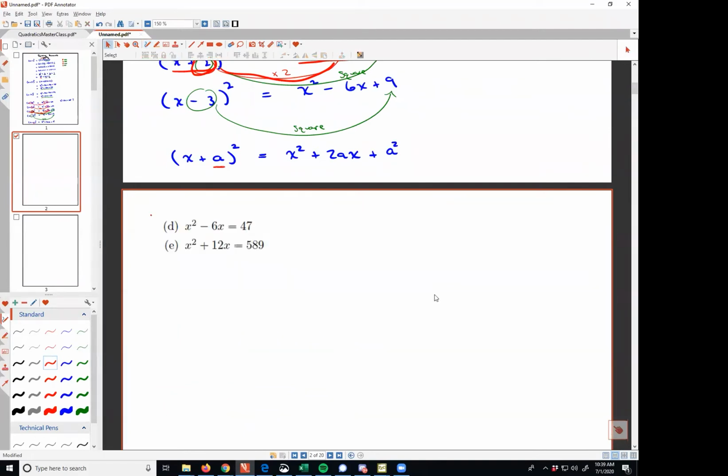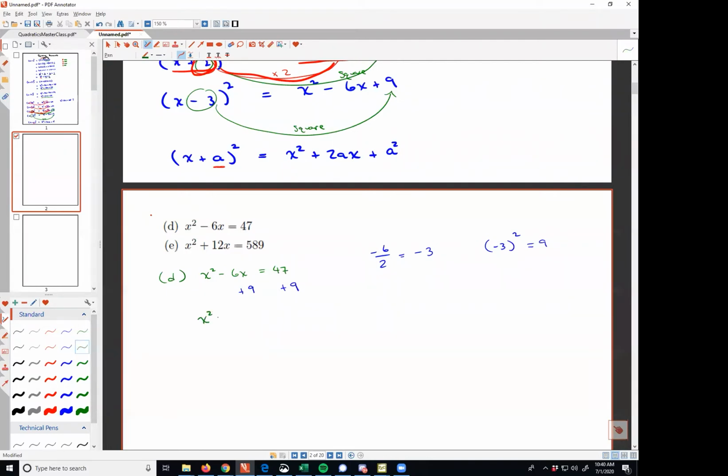All right, let's do part D. How do we complete the square on the left-hand side? We divide the coefficient of the x to the power 1 term by 2, and we get a value that we then need to square and add to both sides. Good. So we're going to add 9 to both sides.